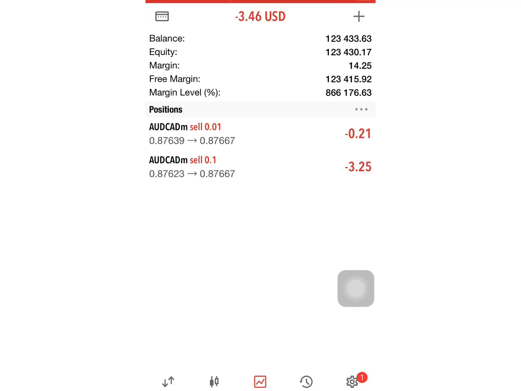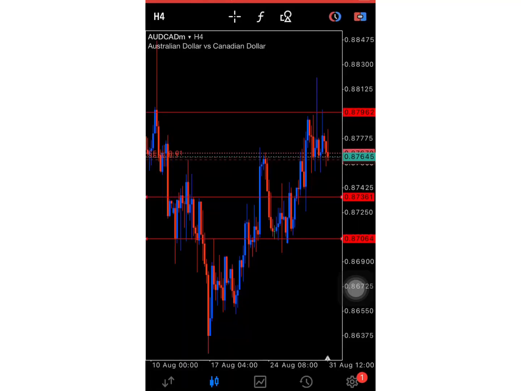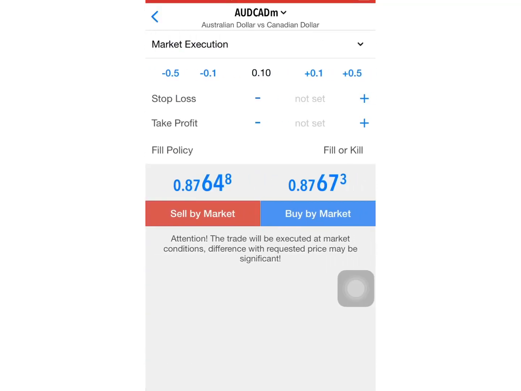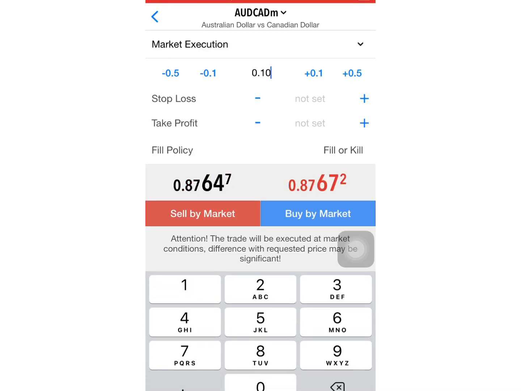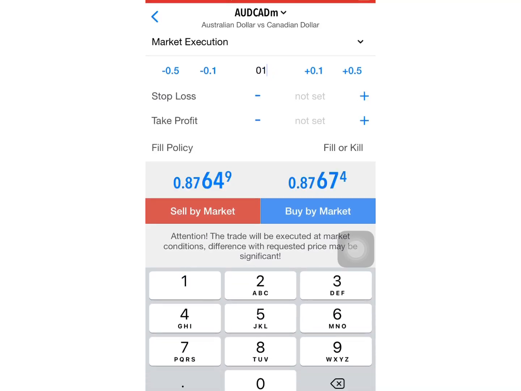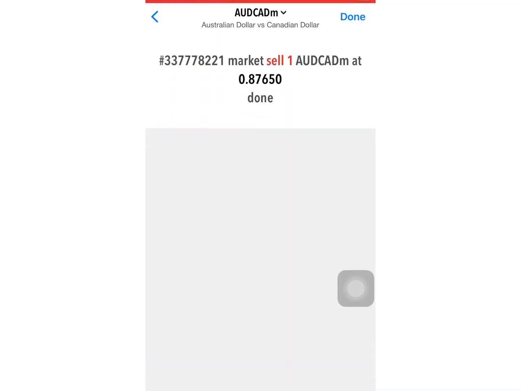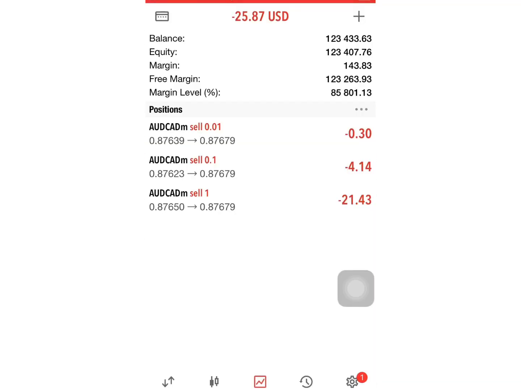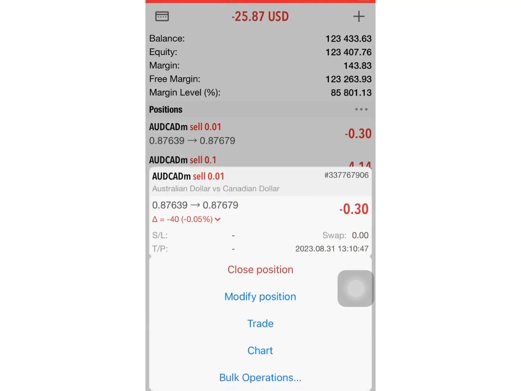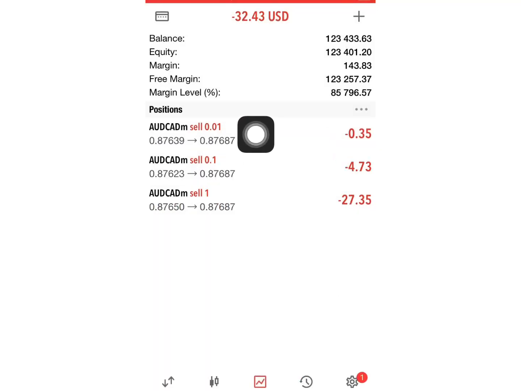Imagine somebody having $100 and they get a signal, and they decide to use a lot size of maybe one standard lot, for instance. I'll show you the differences, all of it. Now I'm selling at one. You can see this one is just one. This one is 0.1. This one is 0.01. This one is 0.1. This one is one. Can you see the differences in how price is moving?